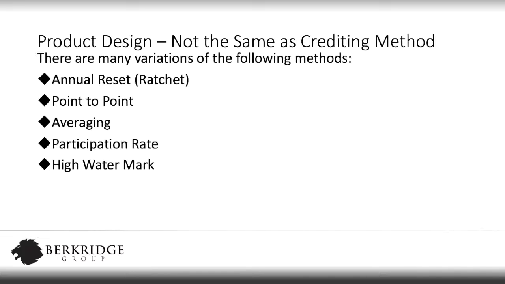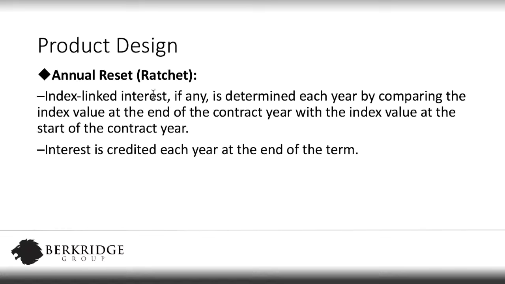So let's take a moment to recognize the difference between product design and index crediting methods. Index crediting methods can be adjusted often, and it can provide for some diversification, etc. We actually used to have a CFA on staff that would advise on all of those matters, from index UL policies to index annuities, for that particular reason of flexibility. What we have, and we'll cover these, are annual reset, which is the ratchet, point-to-point, averaging, participation rate, and the high watermark.